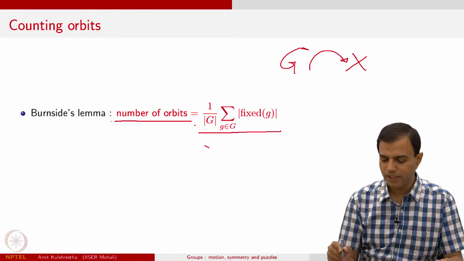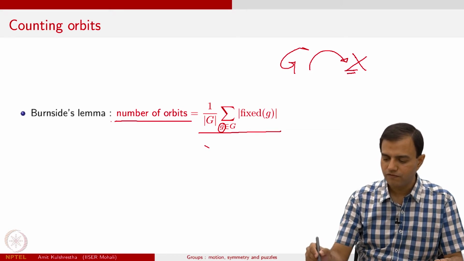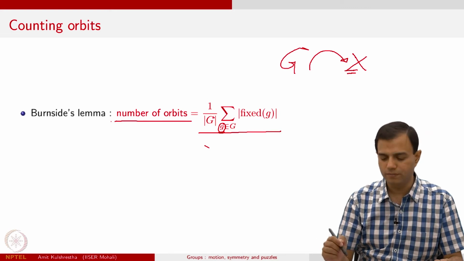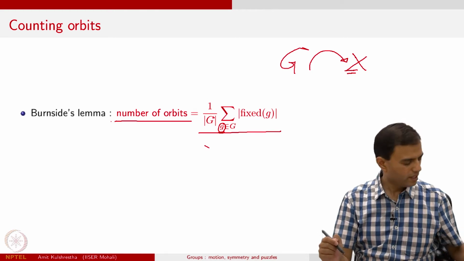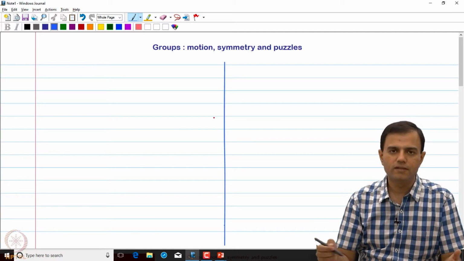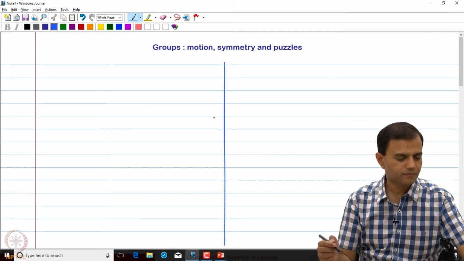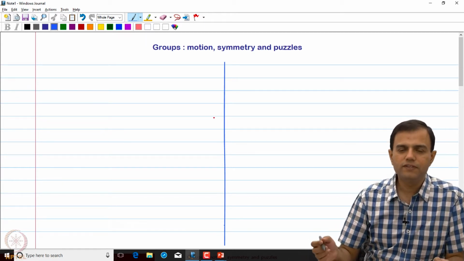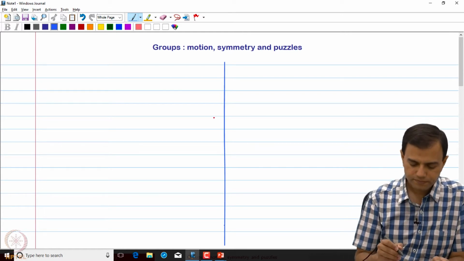Average number of fixed points means you take elements in G, consider the number of elements in X which are fixed by g, and then sum it over and divide by the size of the group. That's the average number of fixed points. So before we move on, let me mention certain examples of groups and actions as well, and these will lead to further discussion.